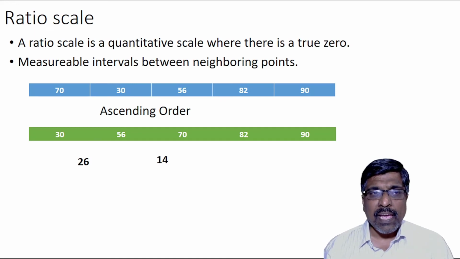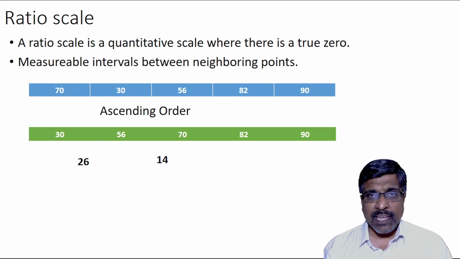Next, we are going to see what is a ratio scale. So a ratio scale is a quantitative scale where there is a true 0. We'll understand this with an example, and you have measurable intervals between the neighboring points. So what is the difference between a ratio scale and an interval scale? Whatever properties are there in an interval scale are also there in a ratio scale, with the only difference that in a ratio scale I have a true zero.